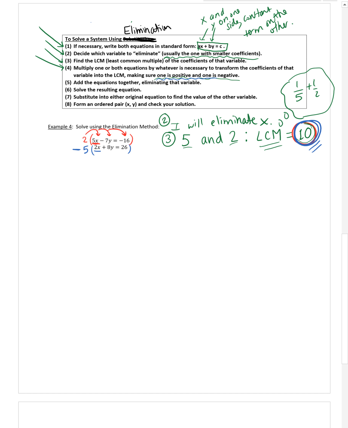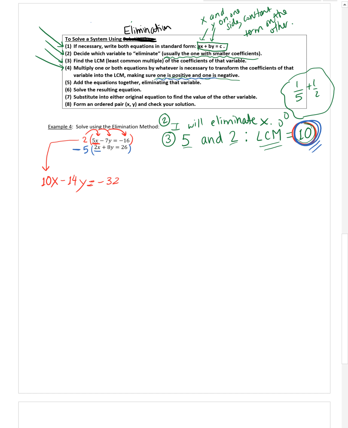So I think we have it. I'm going to distribute the 2 into the top equation and rewrite it. So if I distribute the 2 times 5x, that's 10x. 2 times negative 7y is negative 14y. 2 times negative 16 is negative 32. That's the top equation transformed, just to make it look a little different.